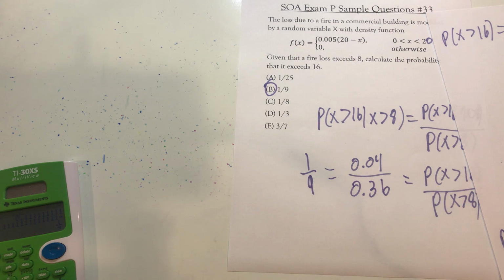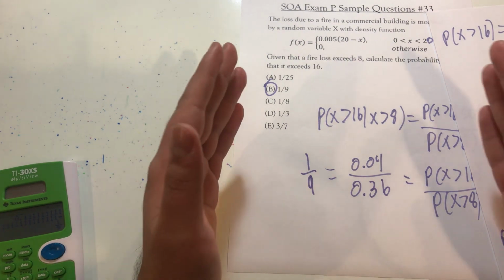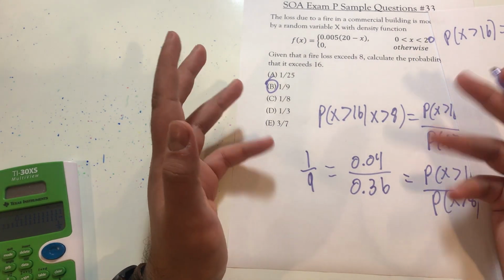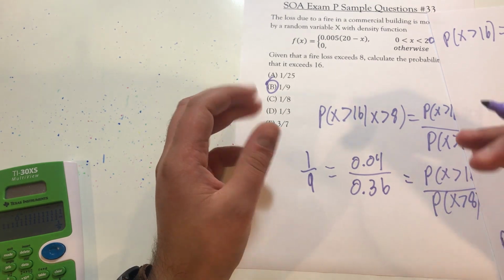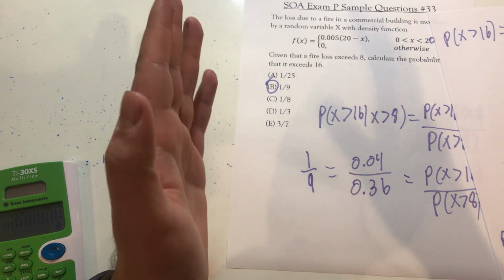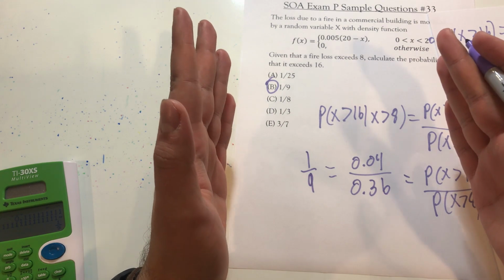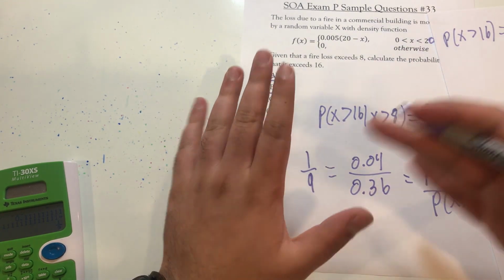All right, so hopefully this problem is super clear. It's just asking us to calculate probabilities. If we have the PDF, the density function, you integrate over the range you want to take the probability of, and that will get you the probability of falling within that range.